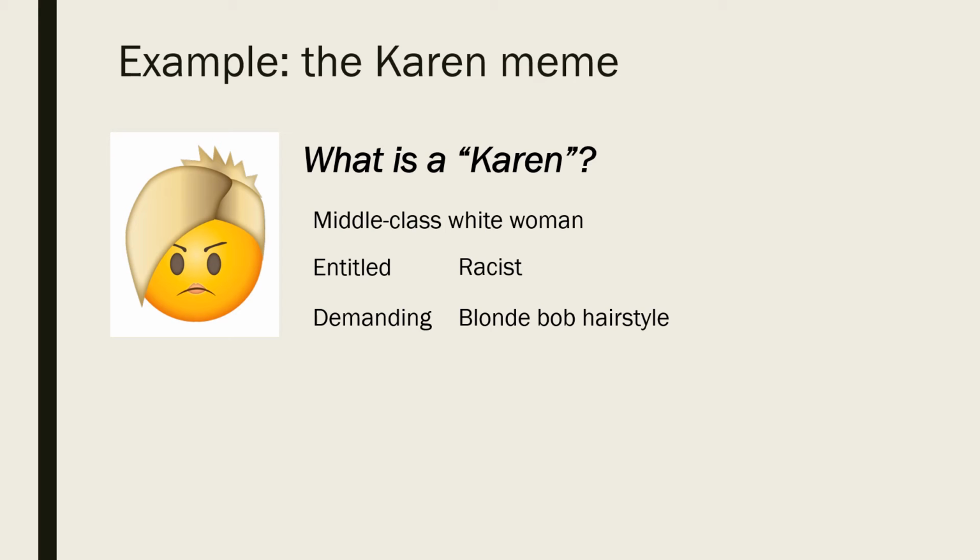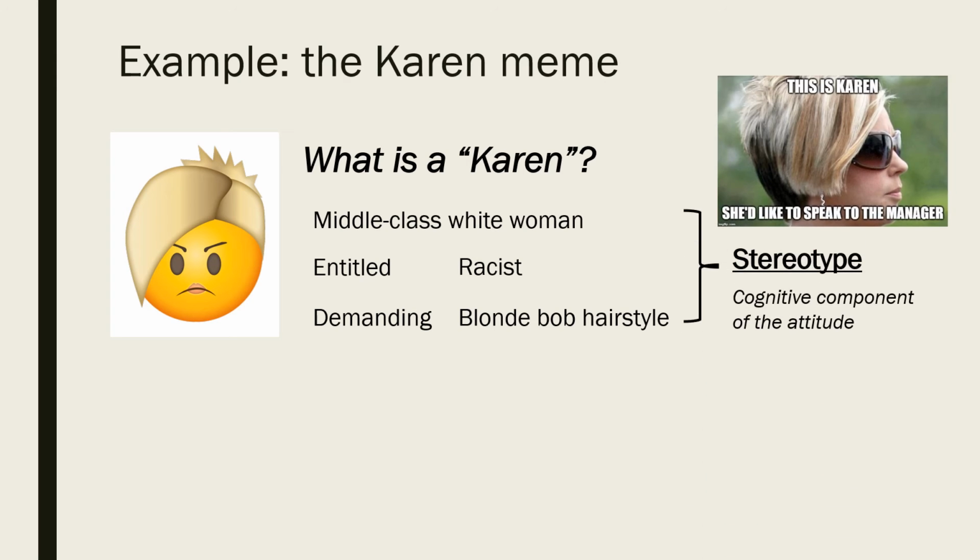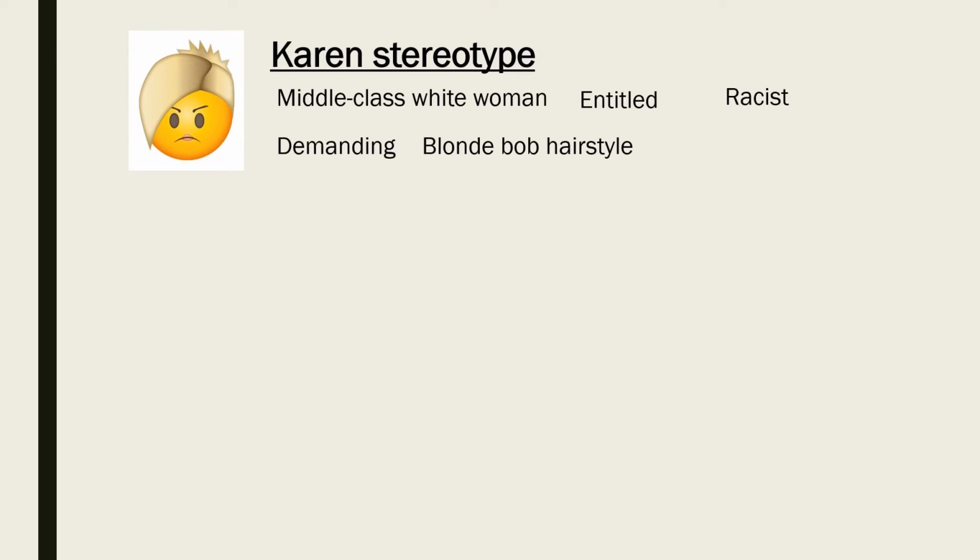Depictions include demanding to speak to the manager, being racist, or wearing a particular bob cut hairstyle. These general characteristics of a Karen are an example of a stereotype and the cognitive component of the attitude, where potentially any white woman sporting a blonde bob hairstyle could be labelled as a Karen, and thus assigned the other characteristics of being entitled and demanding, regardless of individual variation.